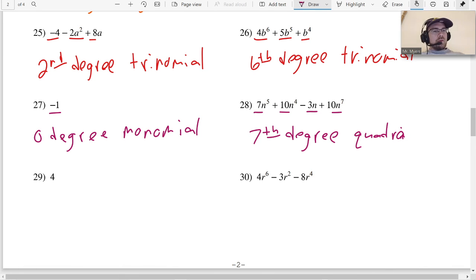Nope, I meant to put Quadrinomial. Kind of hard to spell, a little bit. Okay, and then this is going to be a 0-degree monomial as well, right here. So these are both the same 0-degree monomials, right? Doesn't matter what the number is, it's 0 degree because there's no powers, and it's monomial because there's one term. So they're both 0 degree. Any number is going to be a 0-degree monomial, right?